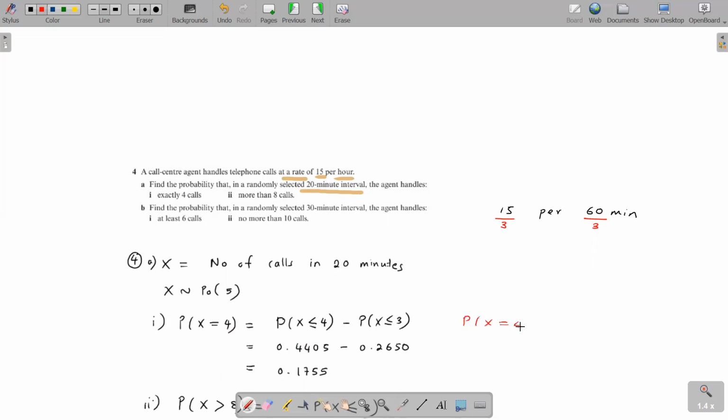Probability X equals 4 is e to the power minus lambda, lambda is 5, into lambda to the power x, x is 4, divided by 4 factorial. This can be used directly, right? Or the other option is like what I've done here.